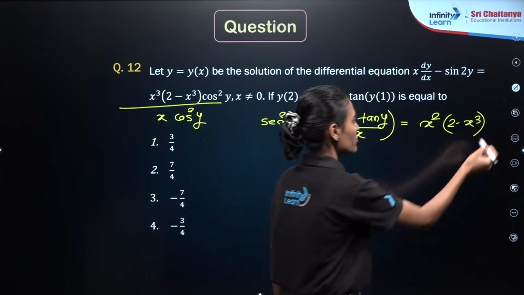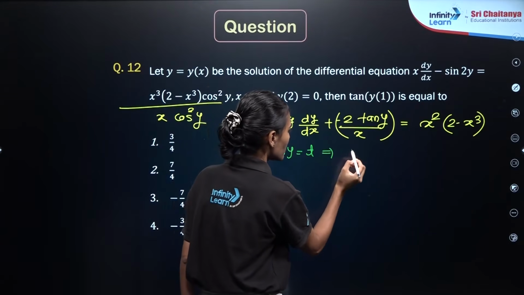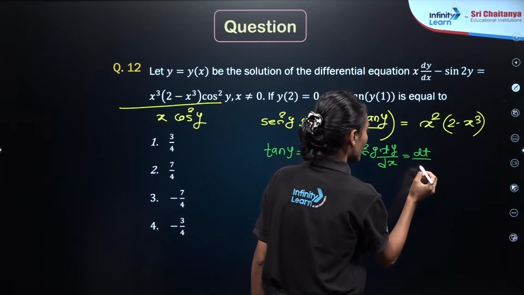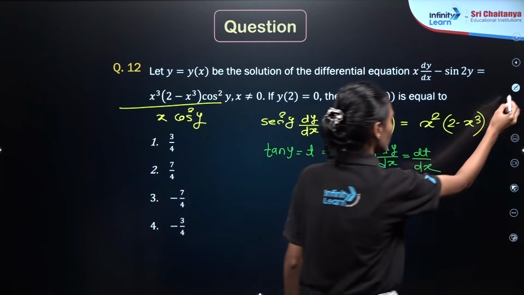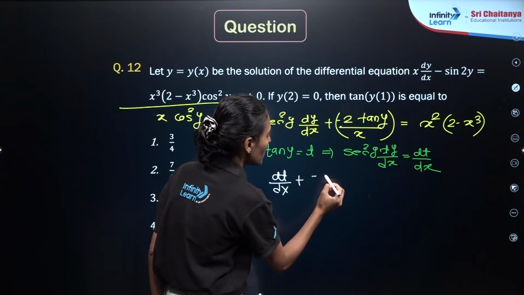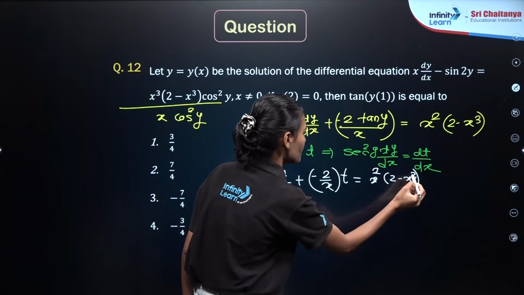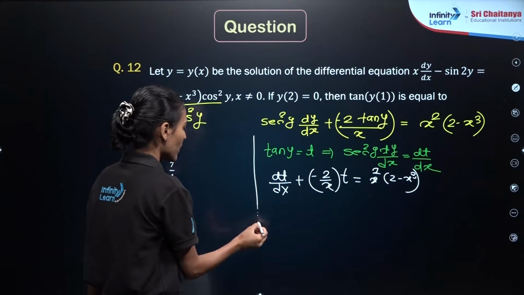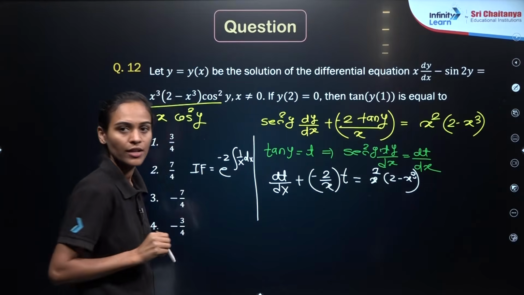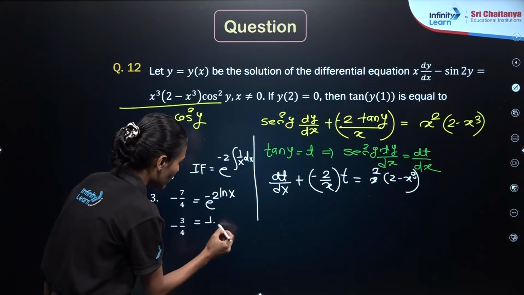Now you go for substitution, you substitute tan y as t. So if tan y as t implies you will get sec square y dy upon dx as dt upon dx. Then your differential equation will become a standard linear differential equation dt upon dx plus minus 2 upon x times t equals x square into 2 minus x cube. Right? So now you calculate the integrating factor. Integrating factor will be e to the power minus 2 times integration 1 upon x dx. It is nothing but e to the power minus 2 ln x. It is nothing but x power minus 2, which is nothing but 1 upon x square.